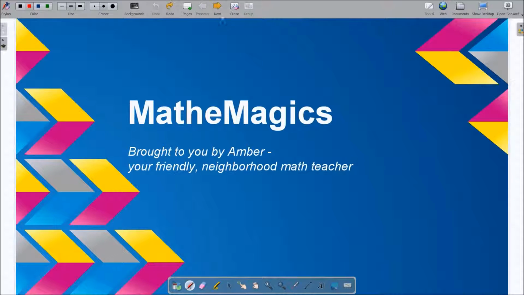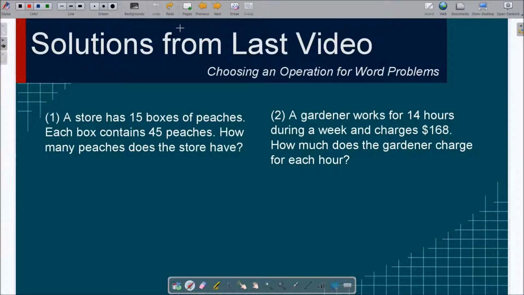Before we dive into today's lesson, let's go ahead and solve those word problems I left you with last time, where we were learning how to choose the correct operation for a word problem. So if you remember, I was asking you not to solve these, but simply just to determine which of the big four math operations we were using: addition, subtraction, multiplication, or division.